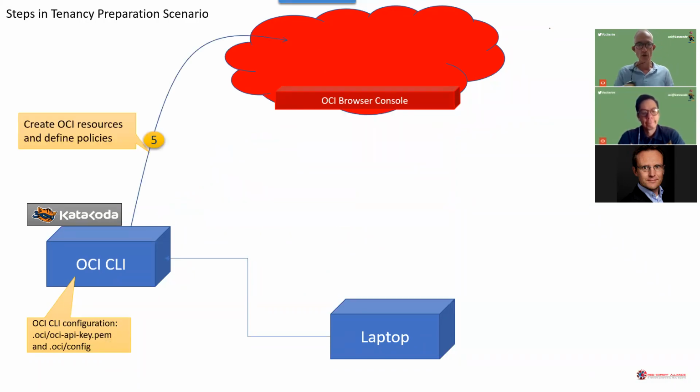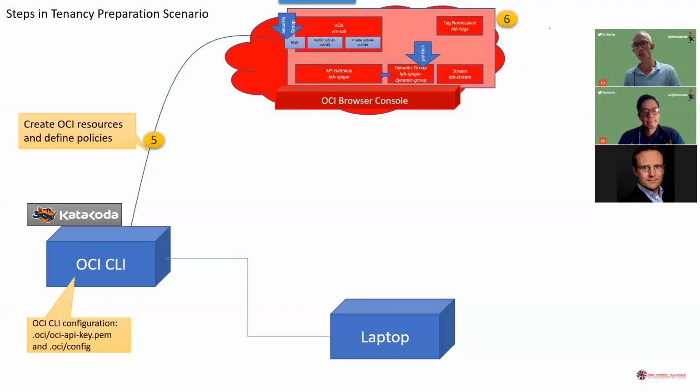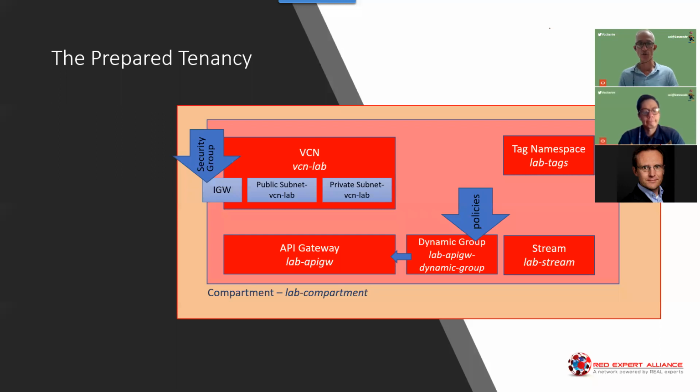So once you have configured both the PEM file and the config file, you can go to the next step in the preparation scenario, and it will create OCI resources and define policies. And again, it's all described in the scenario, but this is just an overview so you know what will be happening. And these are all the resources that get created in this preparation scenario.